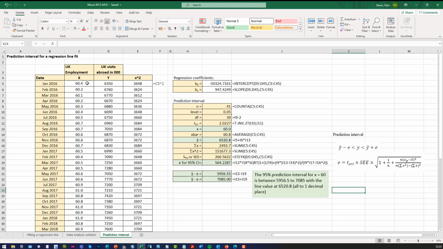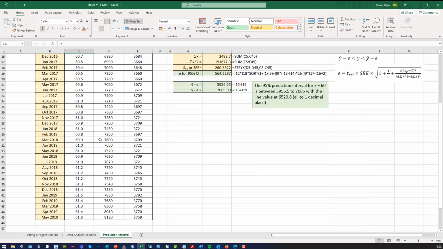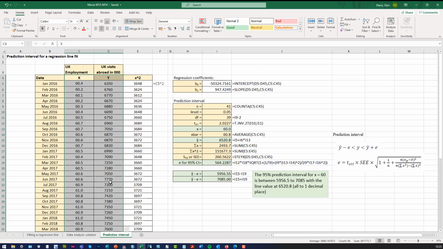So what we need to do is, there's our numbers for y and x. We can calculate the slope. We can calculate the intercept of the line using the Excel function intercept, just like we did in the previous movie. We can calculate the slope of the line using the Excel function slope.